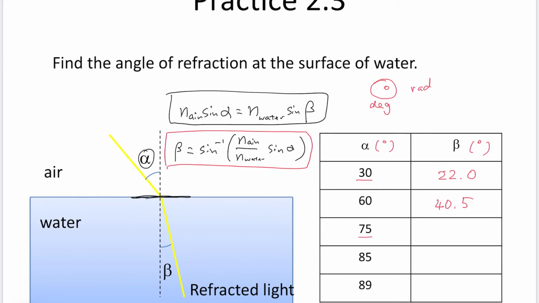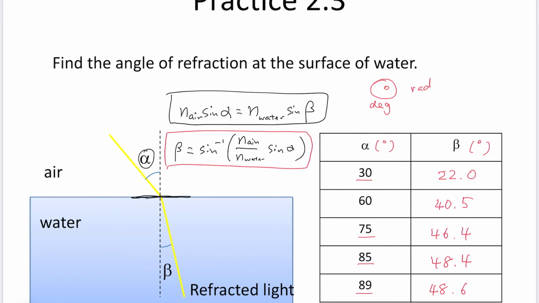Substitute 75, and beta is 46.4 degrees. If we substitute 85, it is 48.4 degrees. For 89, it is 48.6 degrees.